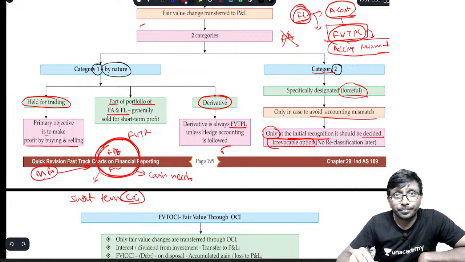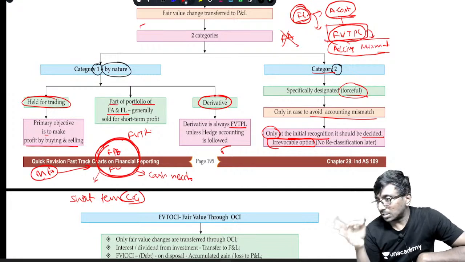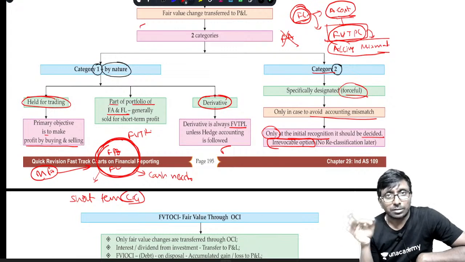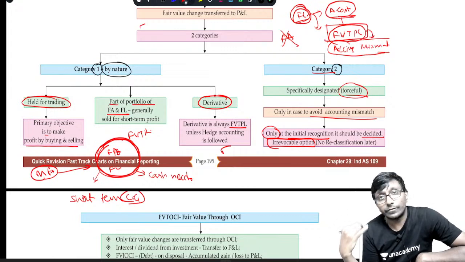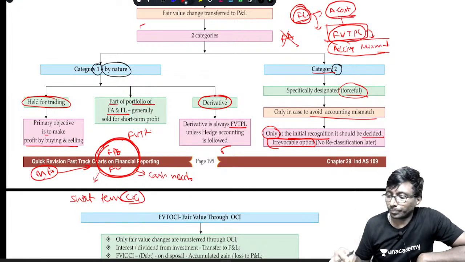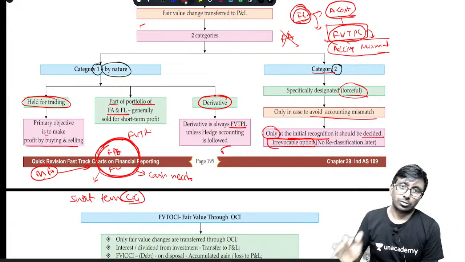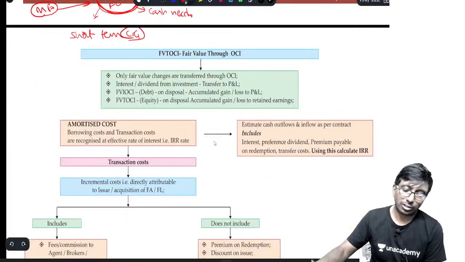Irrevocable option means a financial liability generally is at amortized cost. Correct. But forcefully you can bring it to FVTPL. But once you bring it to FVTPL, you cannot go back. You cannot go back to amortized cost in the future. That is the matter we are trying to tell you.